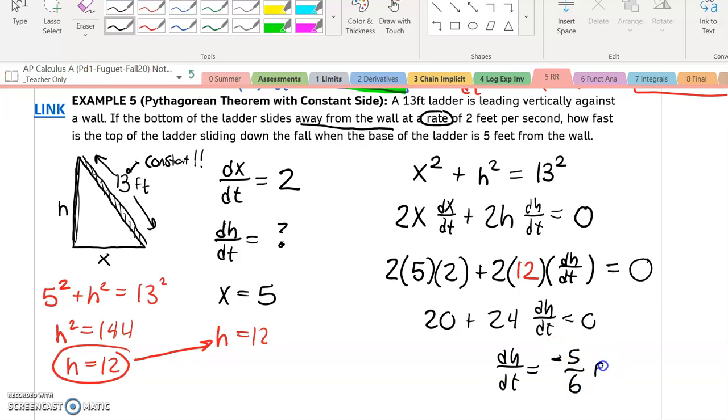Again, height is in feet, time is in seconds, so this is going to be feet per second. And oh, by the way, we've confirmed that negative answer we talked about earlier. It is a negative answer. And so there is an example using the Pythagorean theorem and relating the rates to one another.